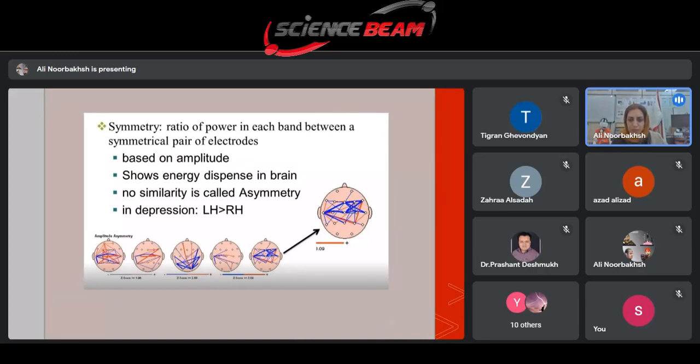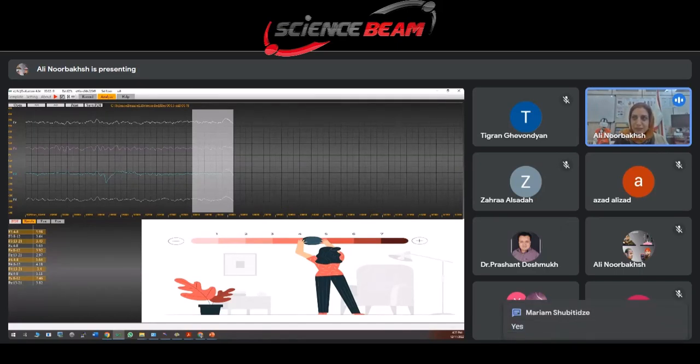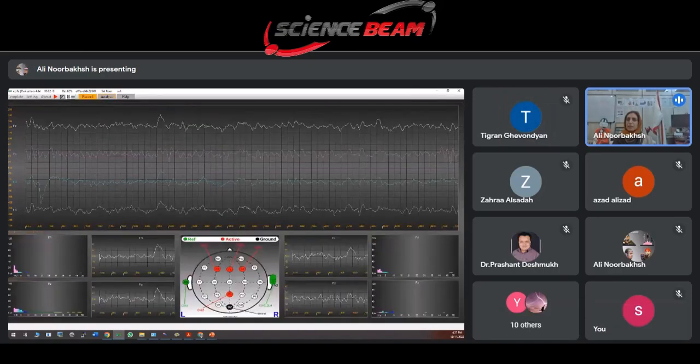For this purpose, we should go and click on the software. Can you see the software? Yes. And then we should click on a template. This is a template.